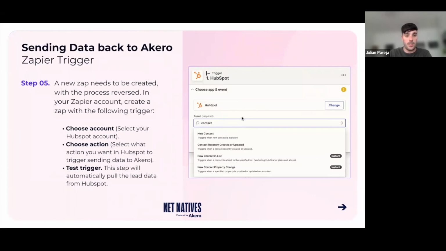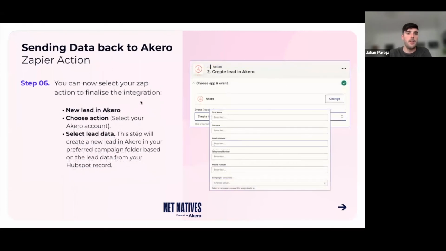and then you can just test that trigger. When you click on test, that step means that we'll automatically pull that lead data from your HubSpot, the same way that we did in the previous stage from Akero. You can now select your action in your Zap to finalize the entire integration. So when a new lead is created, the step will just ensure that that information is going back.